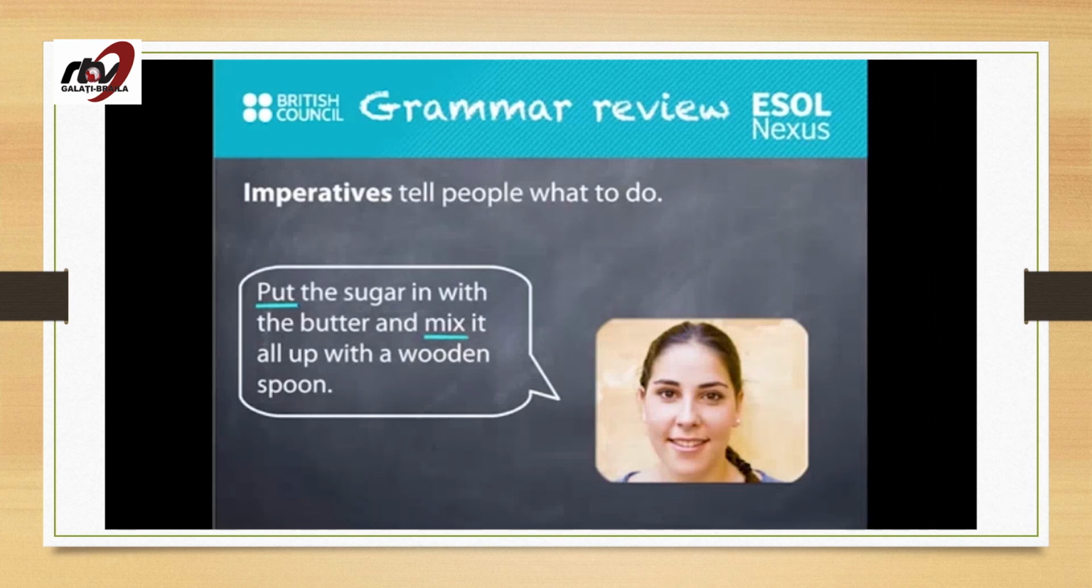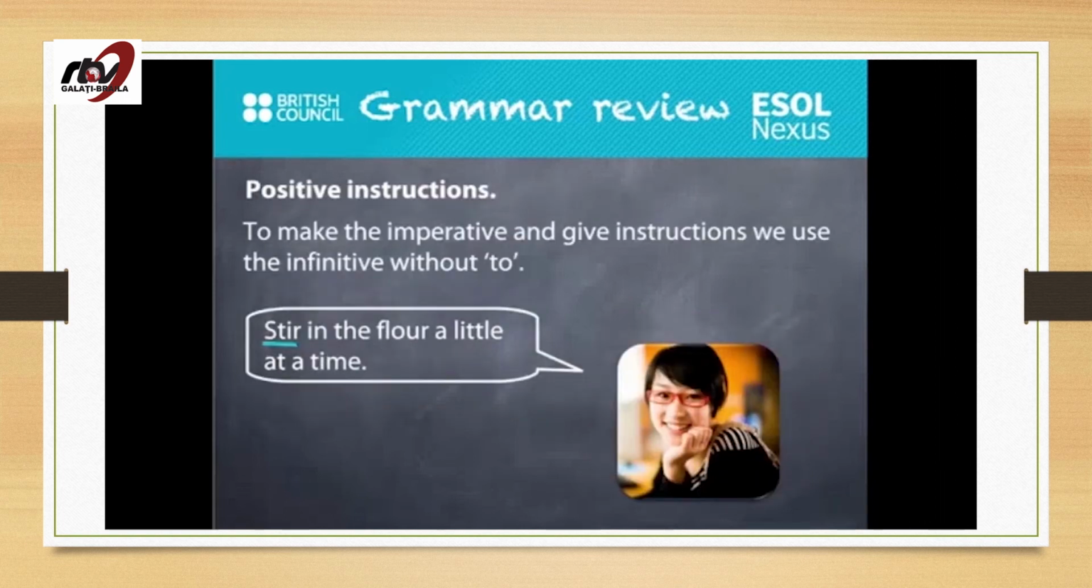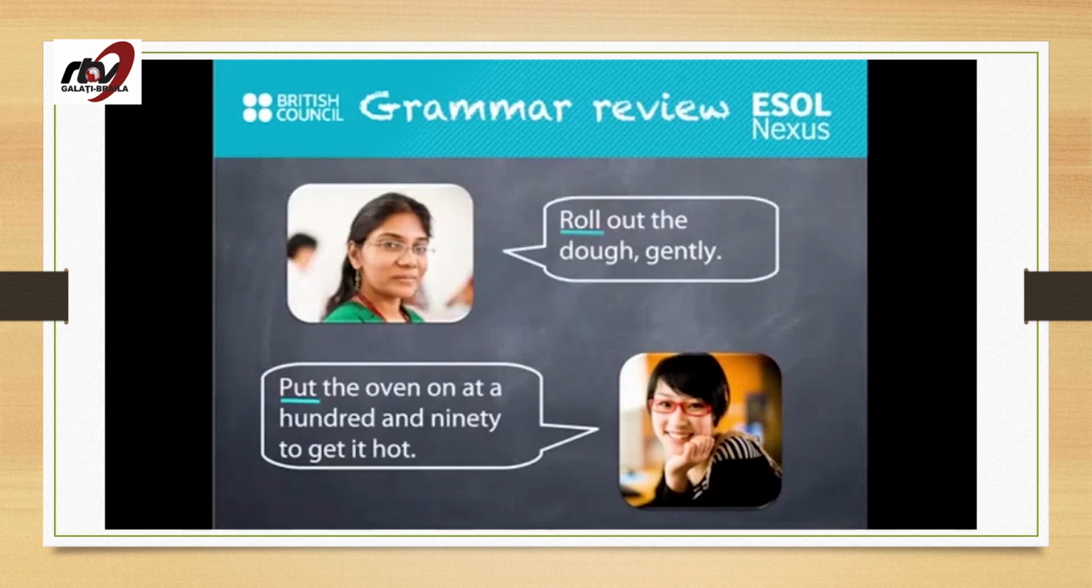Imperatives tell people what to do. Put the sugar in with the butter and mix it all up with a wooden spoon. Positive instructions. To make the imperative and give instructions, we use the infinitive without to. Stir in the flour a little at a time. Roll out the dough gently. Put the oven on at 190 to get it hot.